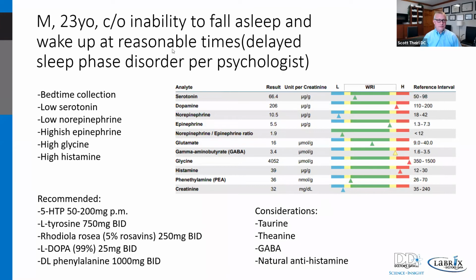Let's take a look. Bedtime collection again, because he has difficulty falling asleep, right? Low serotonin, 66 again. Let's get this up towards 100. I think it'll feel better. Dopamine on the high side of normal, but that's not going to affect sleep too much. Norepi and epi being high are going to be the bigger problems. Norepi is nice and low down at 10. I'm going to say that's a yay for me clinically. I don't mind it being low at night at bedtime, and epinephrine at 5.